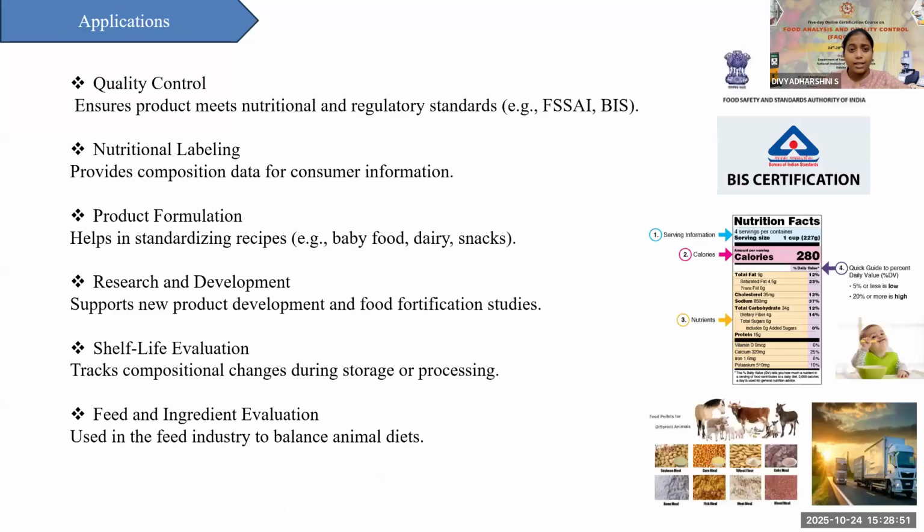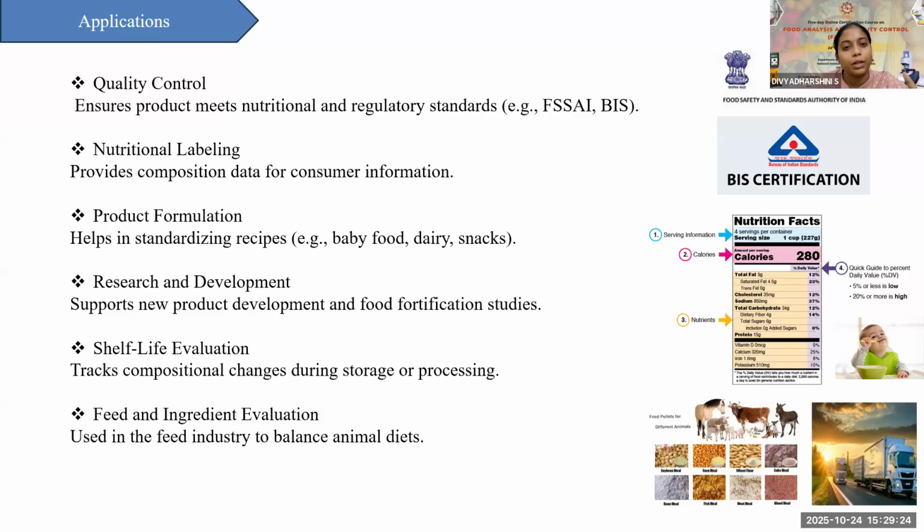Whatever we have done for this will come under nutritional labeling also. We can see on the right side total fat, cholesterol, sodium, total dietary fiber, sugars, protein, and vitamin D, which we have discussed in our antioxidant potentials or vitamin and mineral potentials. Then quality control, nutrition labeling, and product formulation help in standardizing recipes like baby foods, dairy, snacks, and all. And research and development can be used for supporting new product development.